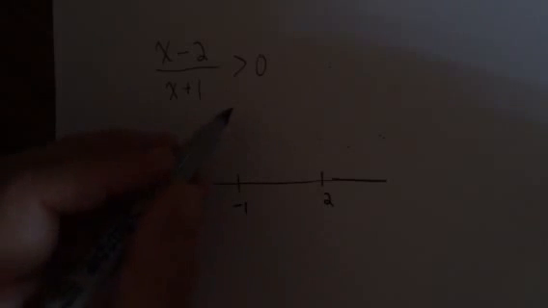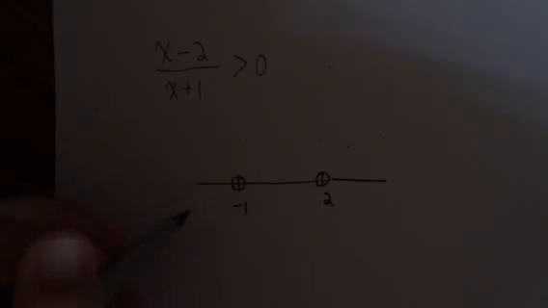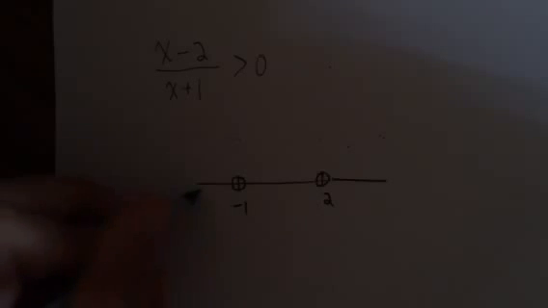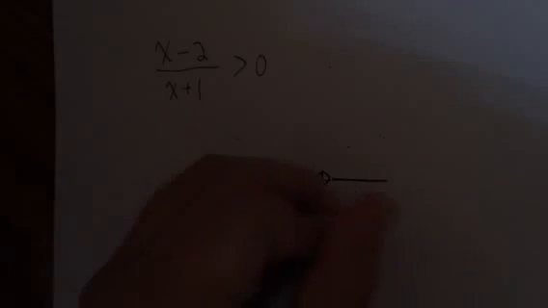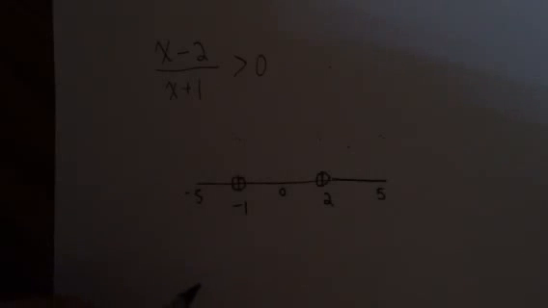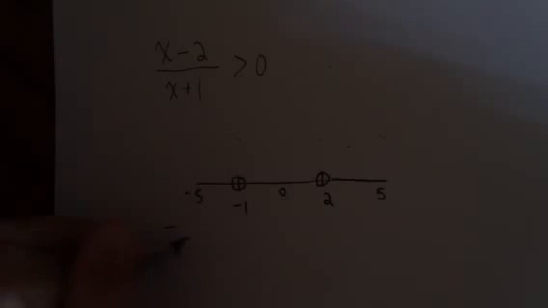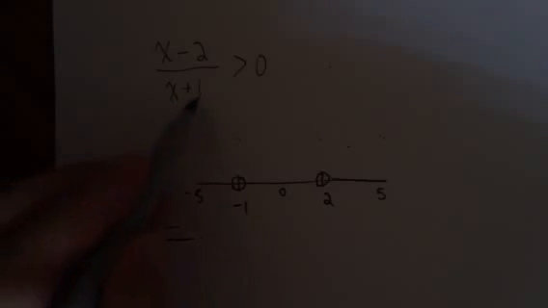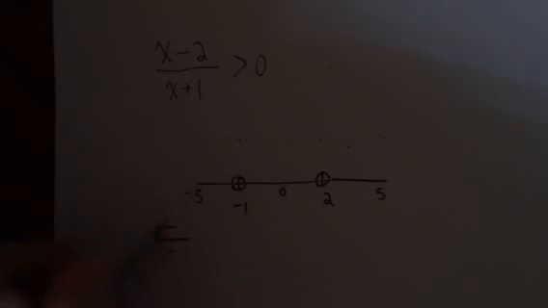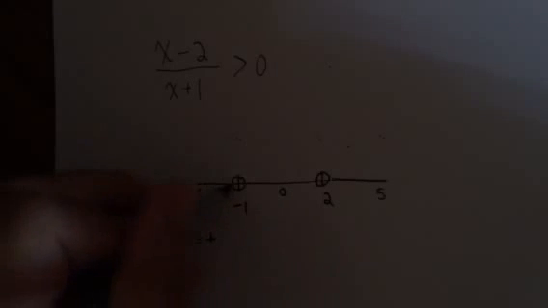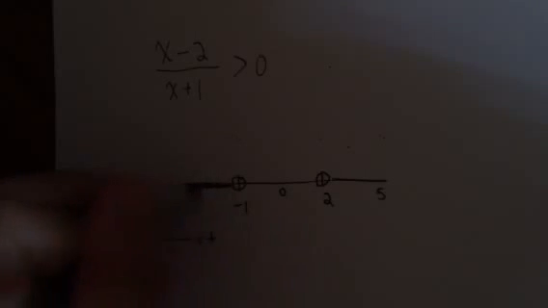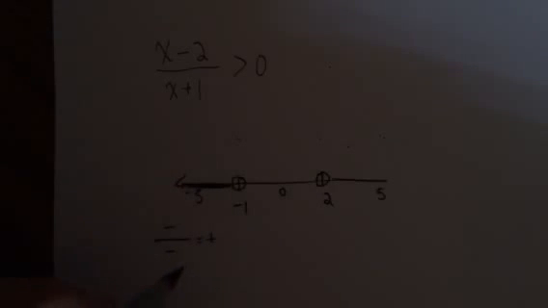It's not supposed to equal 0 this time, so I'm going to draw open circles and go ahead and see if I can do test points. So negative 5, 0, and 5. Again, you can pick anything. I'm just picking those as my test points. So if I do negative 5 minus 2 is a negative, divided by negative 5 plus 1 is a negative. Negative divided by negative would give me a positive. So this should be part of my solution set because it gives me something greater than 0.